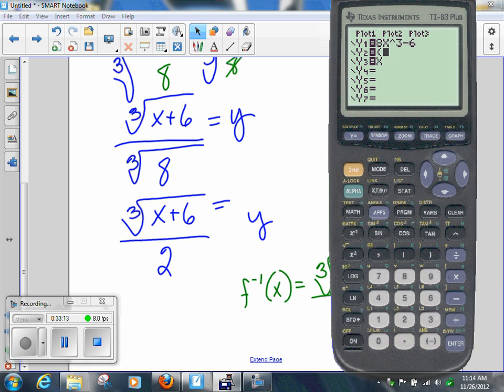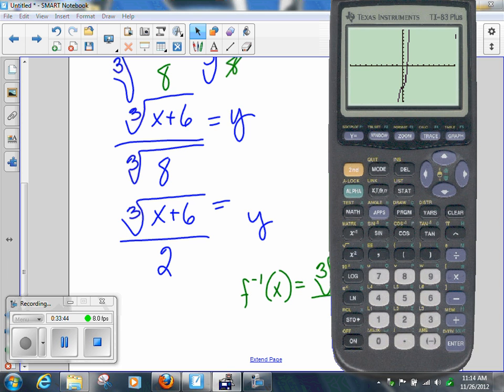Remember, your cube root is under math, and it's option 4. So I'm taking the parentheses of the cube root of x plus 6. This ends up being really neat. I'm going to close my x plus 6, and then I'm going to close my numerator, divided by 2. Everybody with me? All right. Let's graph it and see what we get.